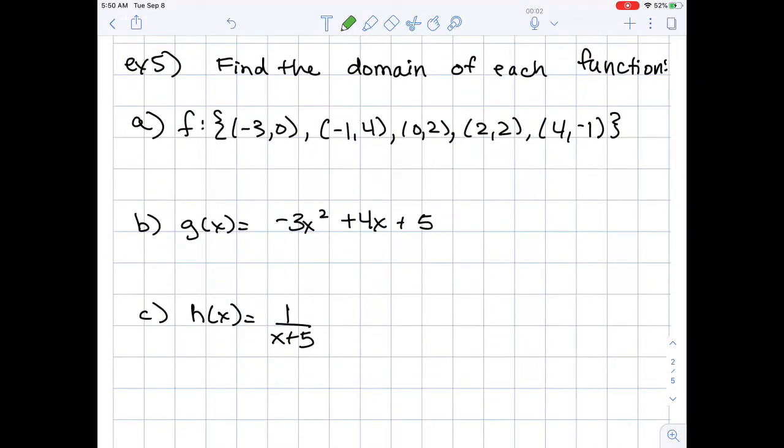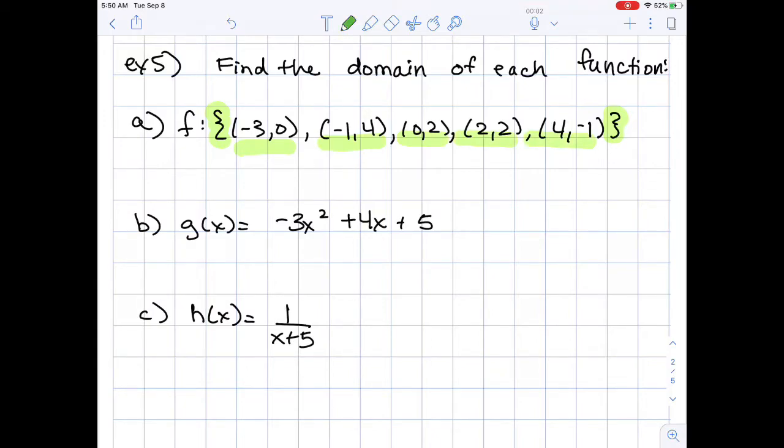Okay, so if we're talking about domains of the function, we are going to look at this one. Now this function is basically a relation of a set of points. We know that it's a set because of these little brackets here. And the set is 1, 2, 3, 4, 5 different points.